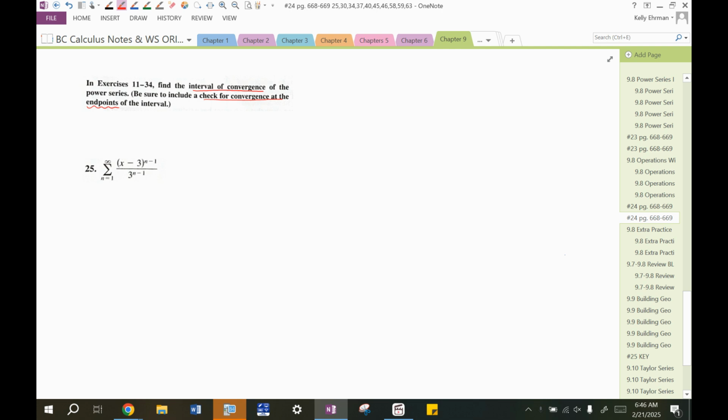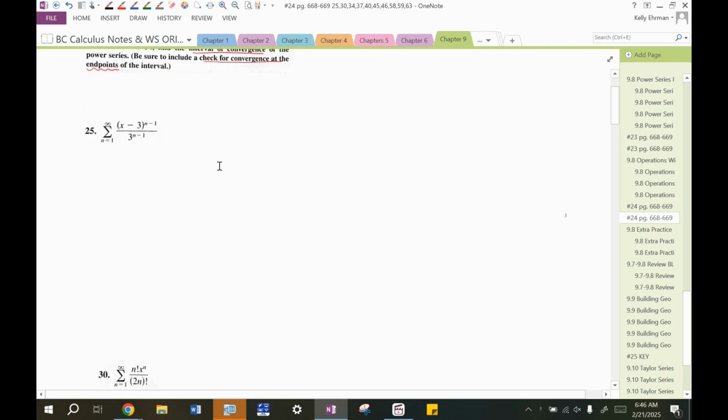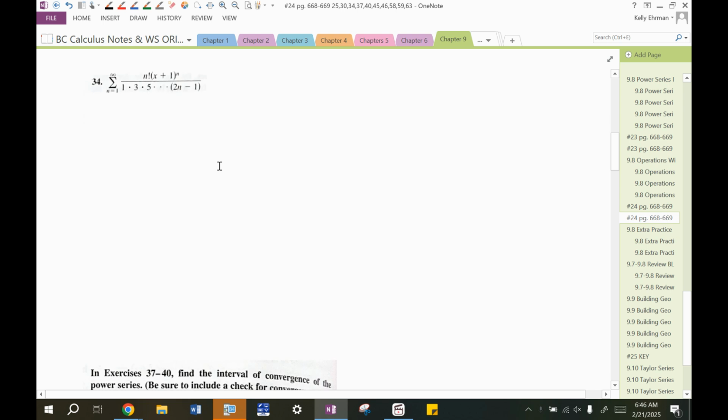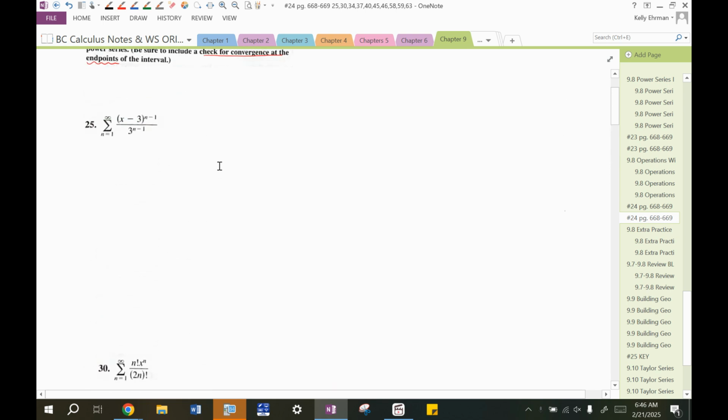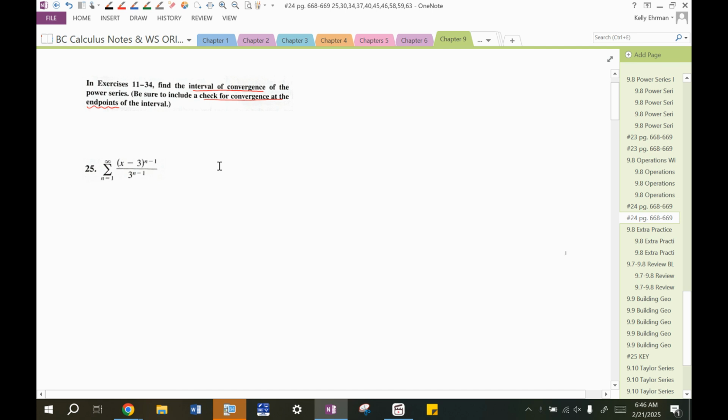So starting with number 25, find the interval of convergence of the power series. Be sure to check the endpoints, unless you're doing geometric series, which I don't think any of these are. If you're using ratio test, you need to check the endpoints. For this first one, even though I could write these both to the n minus 1, if they're not both to the n, I prefer to do ratio test because I haven't thought enough about whether geometric works if it's to the n minus 1.